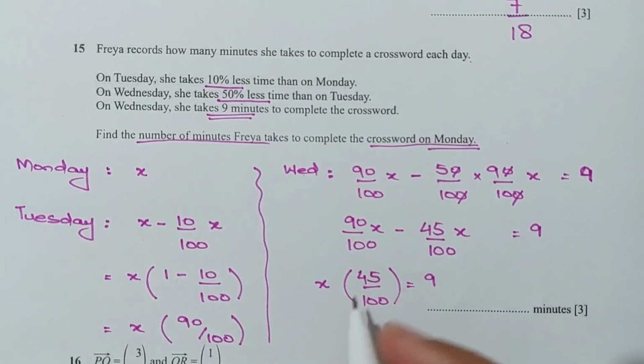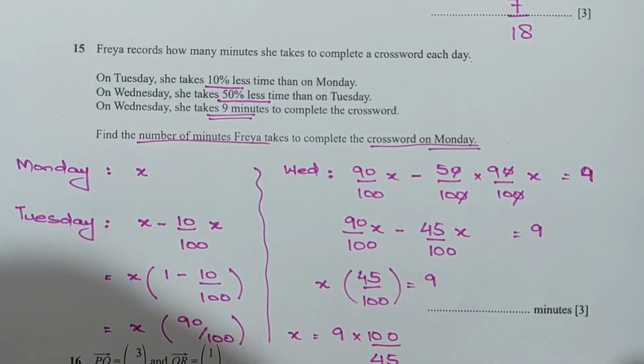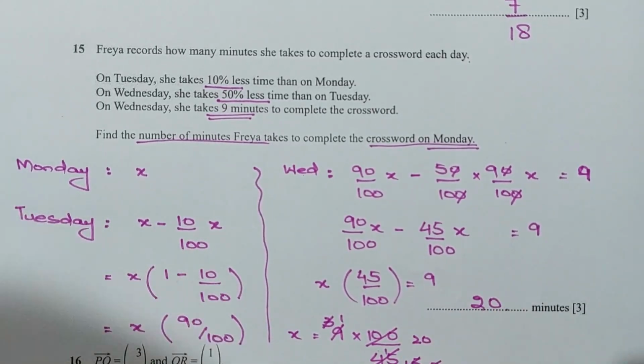Let me solve for x. x equals 9 times 100 over 45. 3 times 3 is 9, 3 times 15 is 45, 5 times 1 is 5, 5 times 2 is 10 and 0. So the total number of minutes is 20.